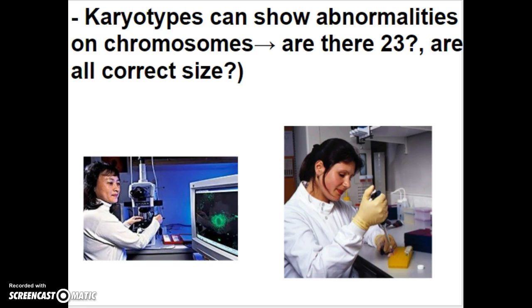Once chromosomes are in a karyotype, they can show abnormalities. Karyotypes can be looked at by people in the medical field, making sure that there are the correct number of 23. Are they all the correct size? Karyotypes are only done in situations where there more than likely is some type of chromosomal disorder, and they need to find out specifically what chromosome or where it is.